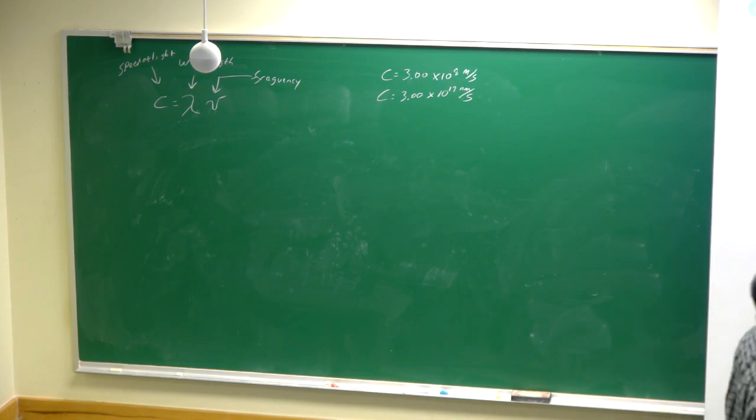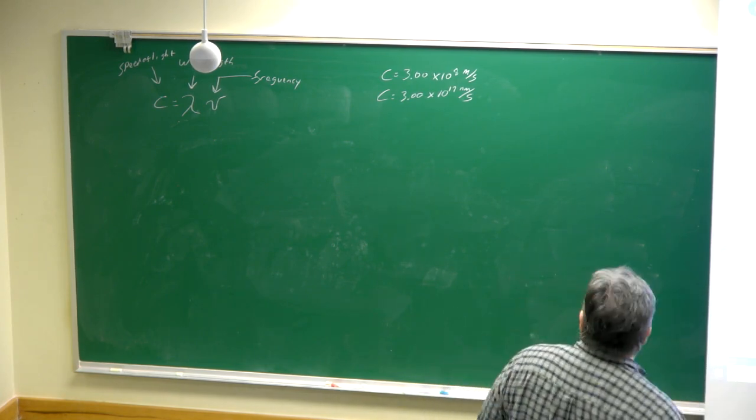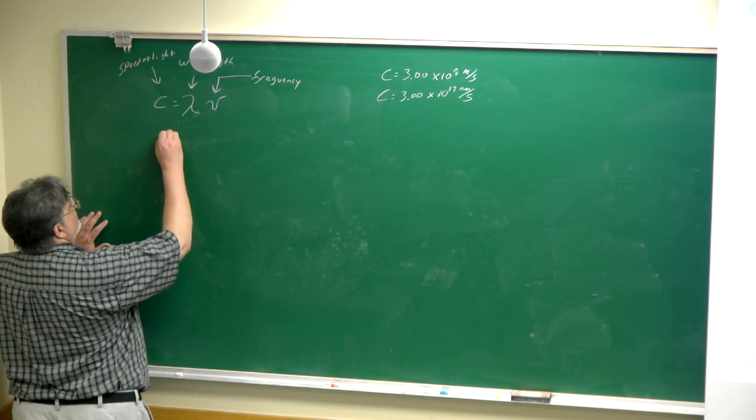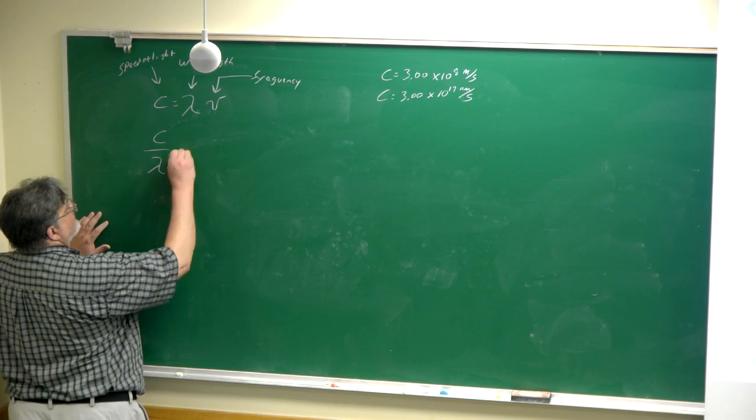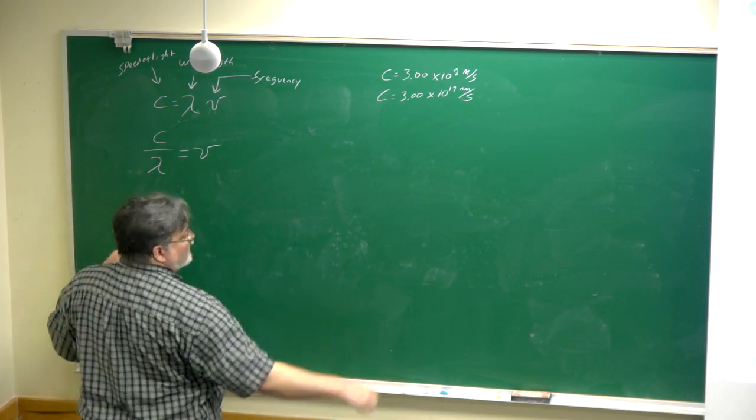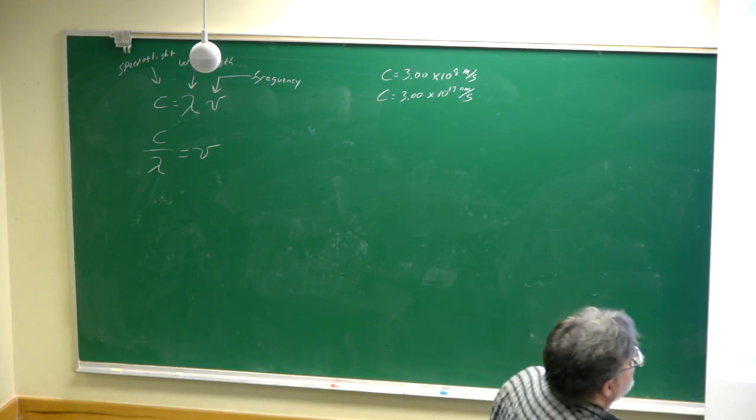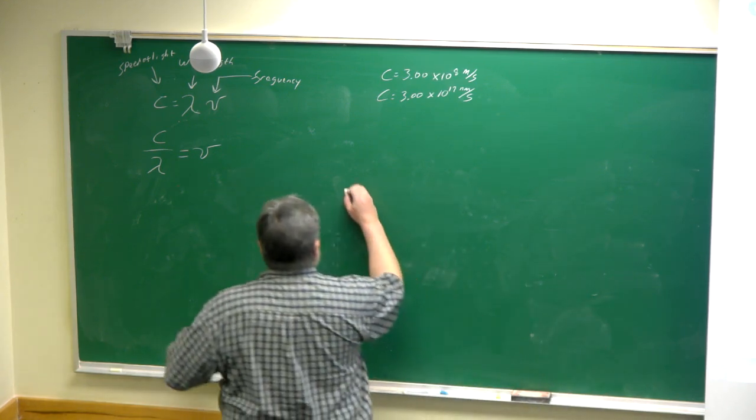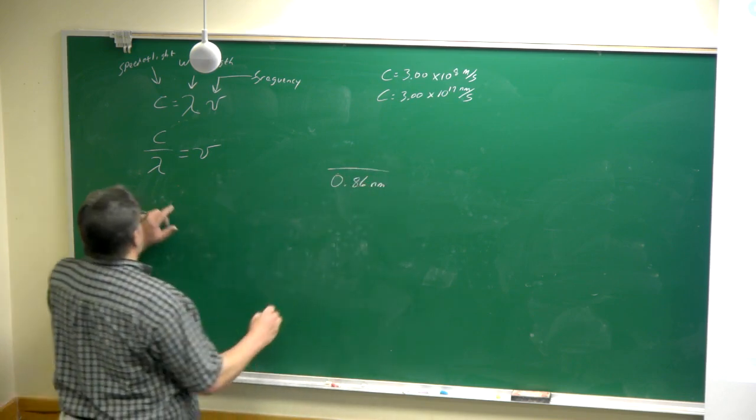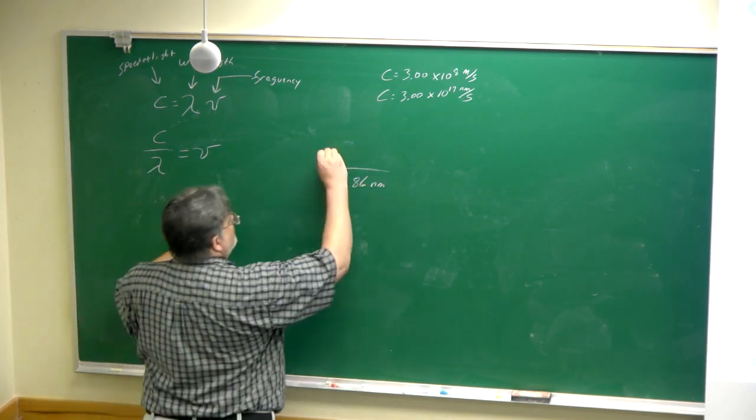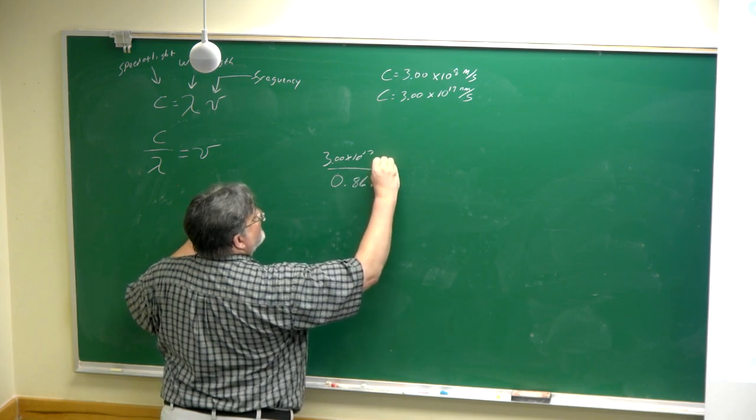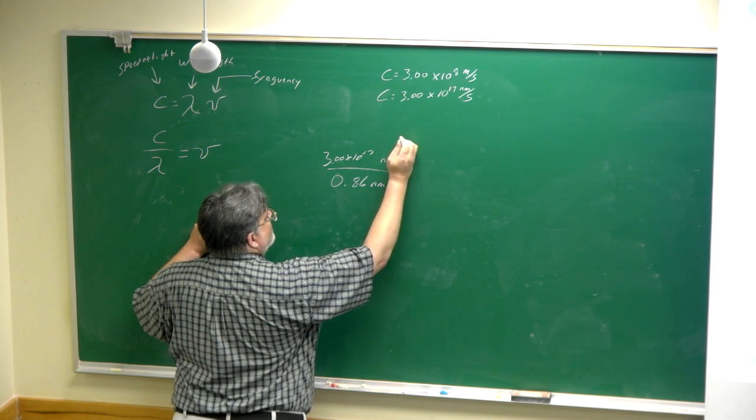6.20. What is the frequency of radiation whose wavelength is 0.86 nanometers? The algebra is very simple. I divide both sides by wavelength and I get this. Now to find frequency, I need c over what's given: 0.86 nanometers for the wavelength. c is 3.0 times 10 to the 17 nanometers.